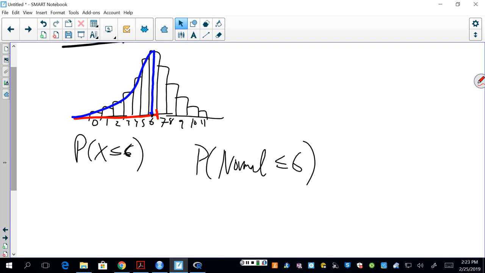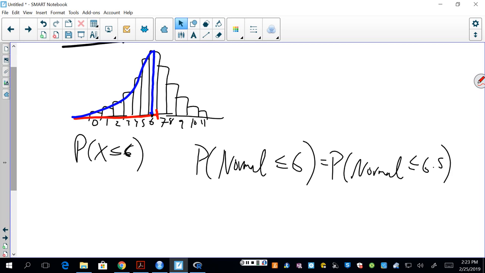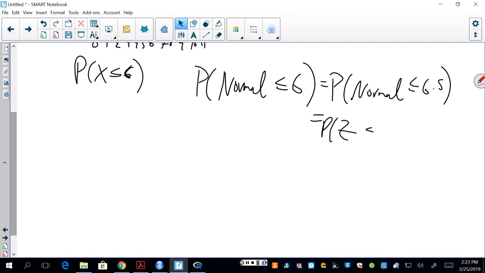So this continuity correction says if you want less than or equal to 6, try using the normal less than or equal to 6.5. Add a little bit more in to capture that little extra piece. It makes a small difference with small sample sizes. Your z-score here is going to be 6.5 minus the mean over the standard deviation for a binomial, and that'll be a little bit closer to the actual binomial probabilities.